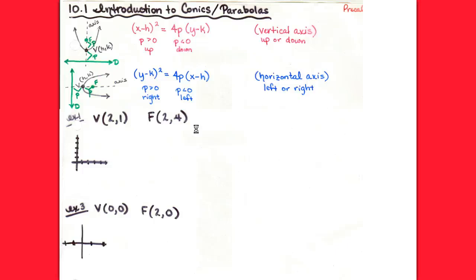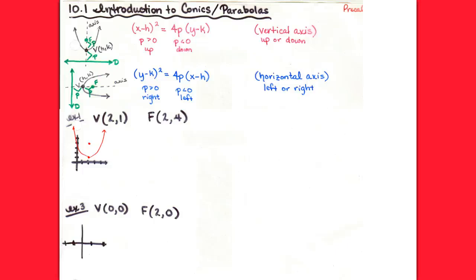I just need vertex and P, and I'm done. Okay, so let's look at this first one. For this first one, they told me I had a vertex of (2, 1) and I had a focus of (2, 4). So if I have to start at the vertex and I have to wrap around the focus, which way is this opening? Up.